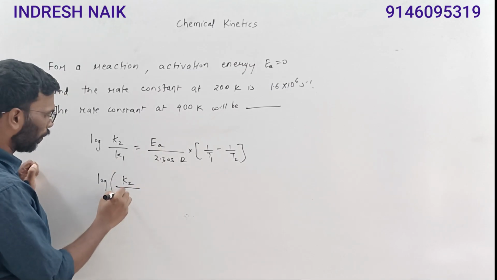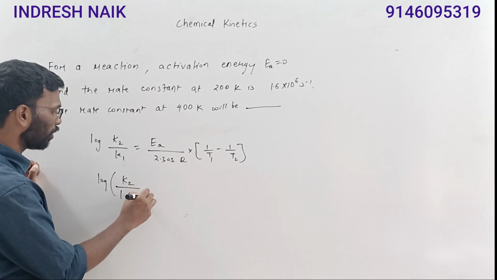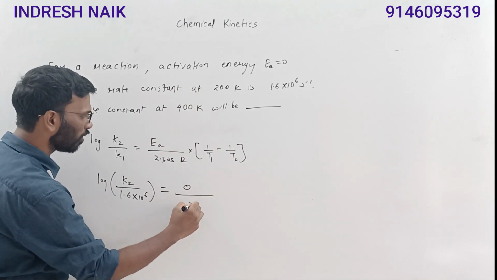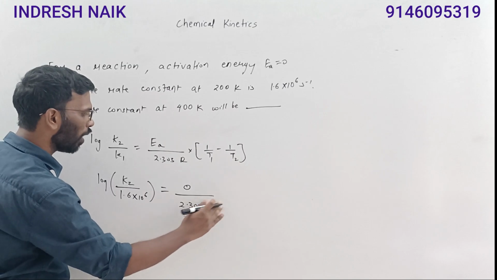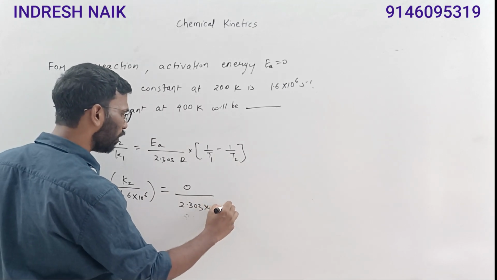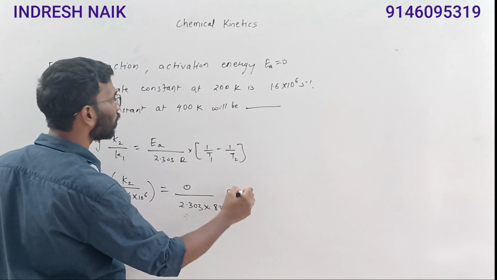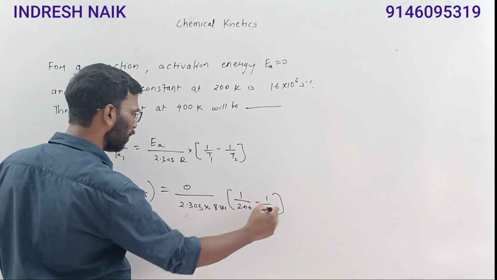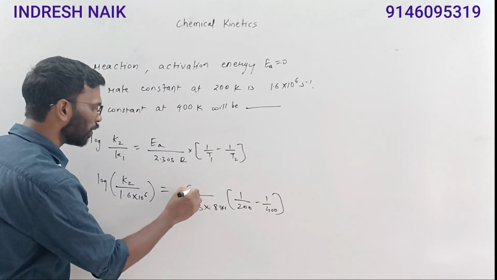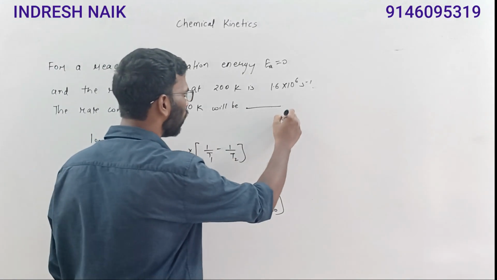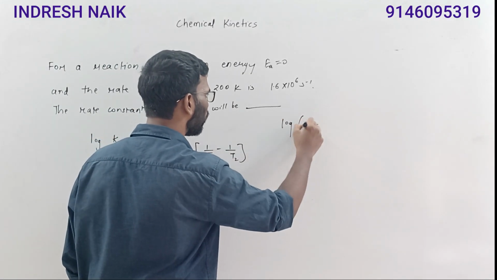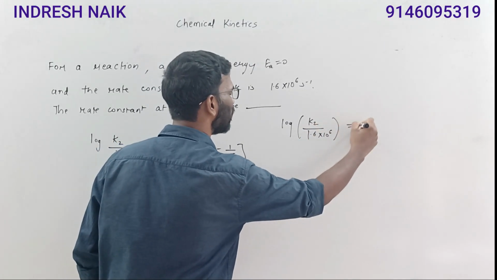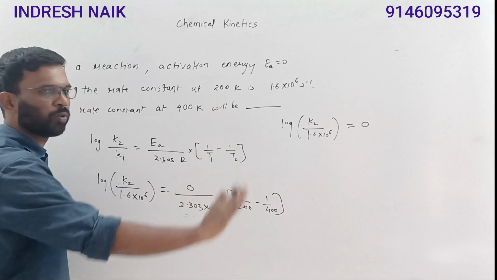K1 is given to be 1.6 into 10 raised to 6. Now what is EA given? EA is given to be 0, and I'll write this 2.303 into R. R is 8.314. And what is the temperature? 1 by 200 minus 1 by 400. Since activation energy is 0, what I can write is that log of K2 upon 1.6 into 10 raised to 6 is equal to 0. The whole of this term will become equal to 0.